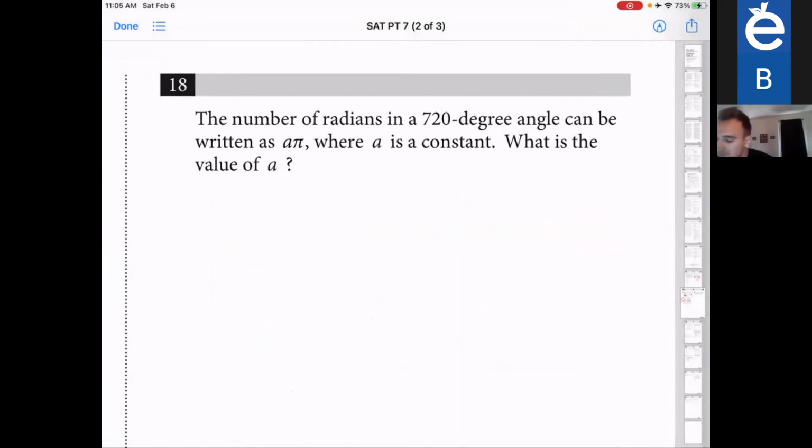It says the number of radians in a 720 degree angle can be written as A times pi, where A is a constant. What is the value of A? Well, radians are another, stranger unit really, of degrees. And if you've taken trig or pre-calc, especially when you talk about the unit circle, the unit circle is described more often in terms of radians.